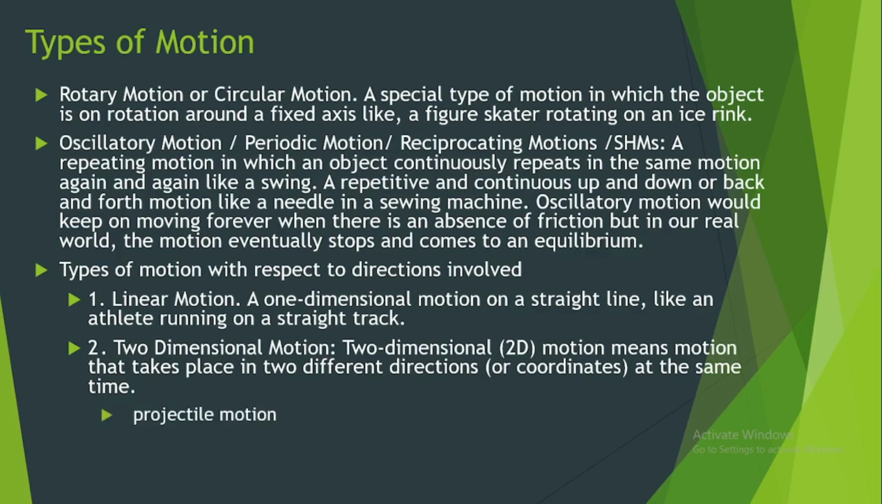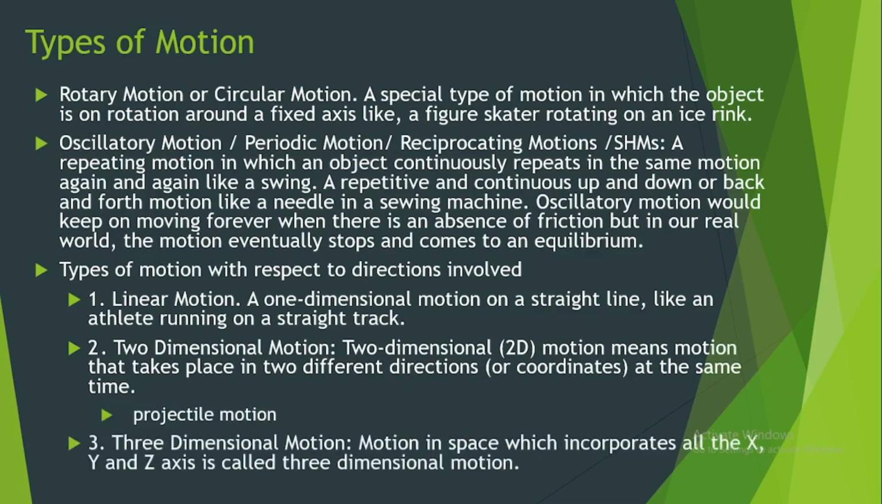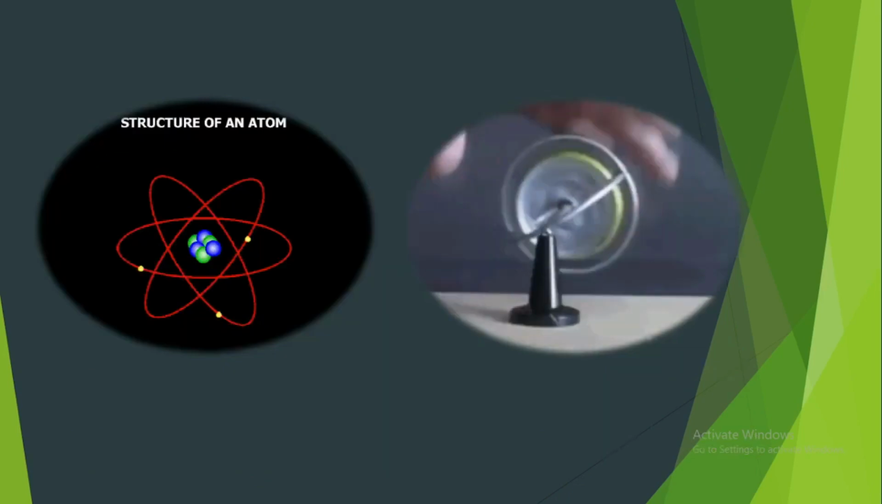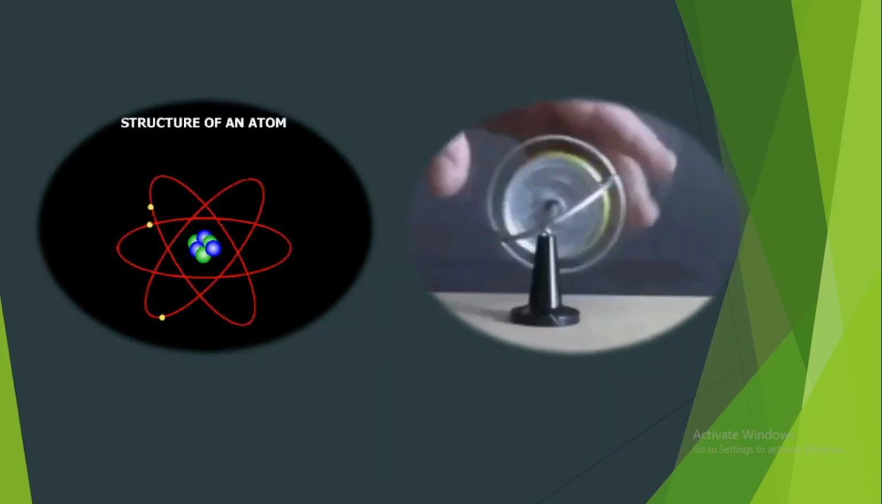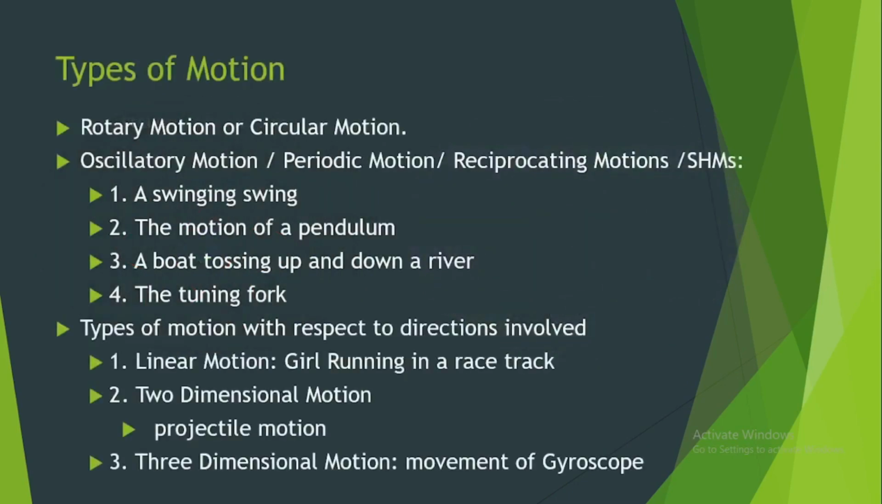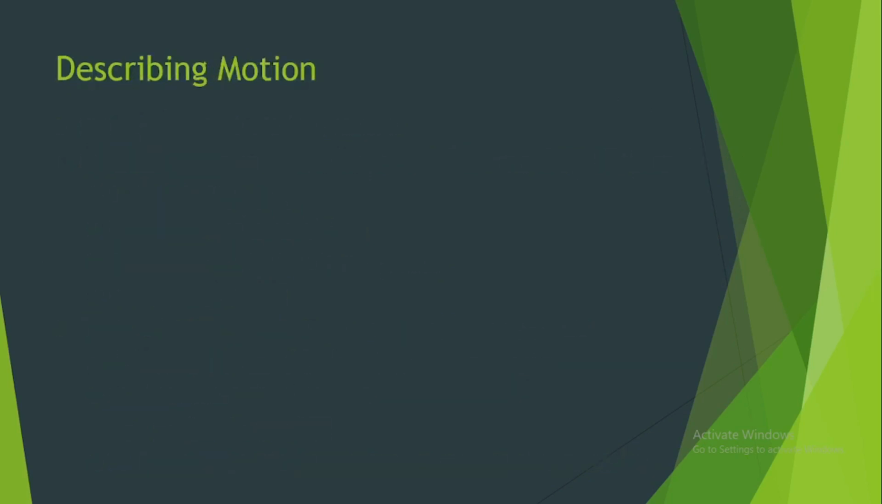We also have the three-dimensional motion. Motion in space, which incorporates all the x, y, and z axis, is called three-dimensional motion. Just like the movement of electrons in the atom and the movement of the gyroscope. A good look on the classification of motion is shown below. We can start describing motion using the elements involved in motion.